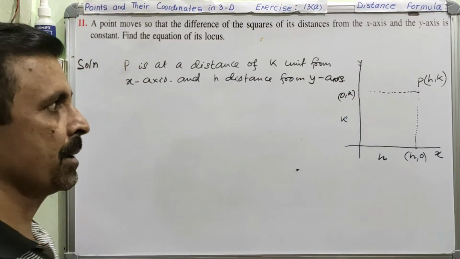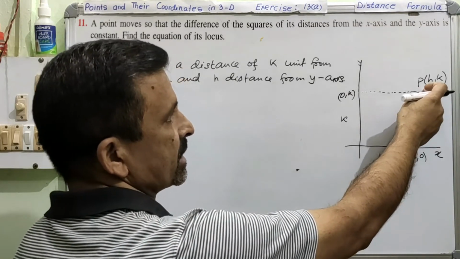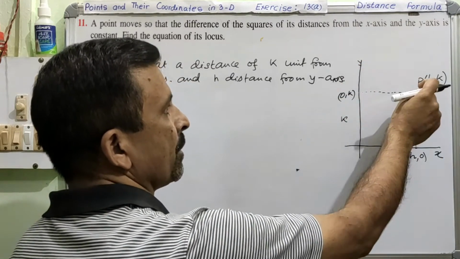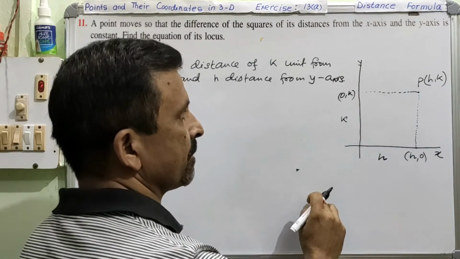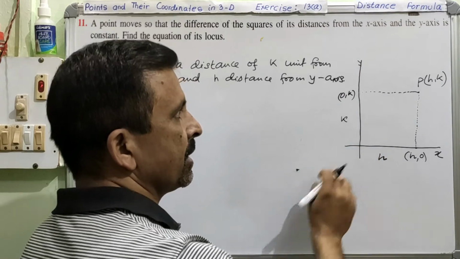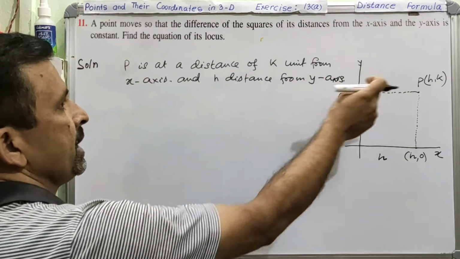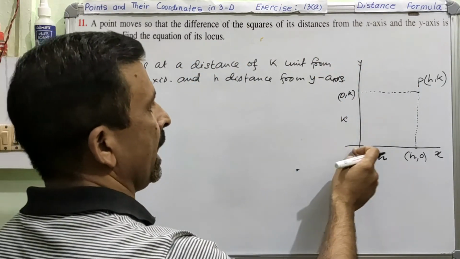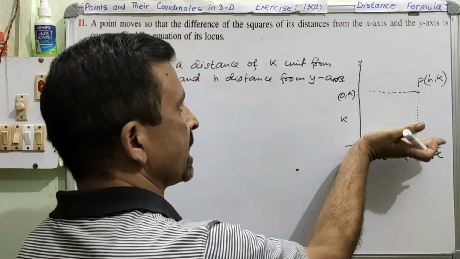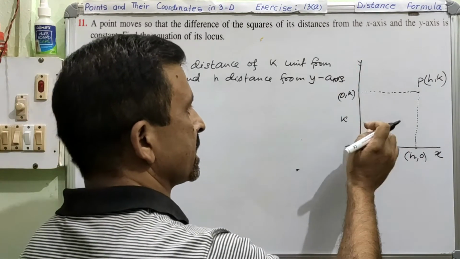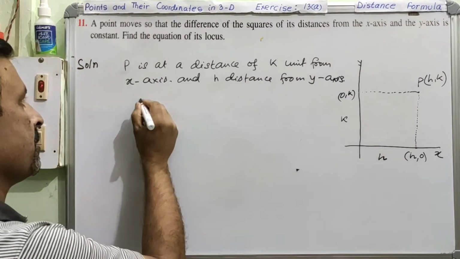Once again, I repeat this question. We are told that there is a point P which is at equal distance from x-axis and y-axis. So we have marked a point P, and then we have tried to describe the situation. P is at a distance of k units from x-axis, and from y-axis it is at a distance of h units.